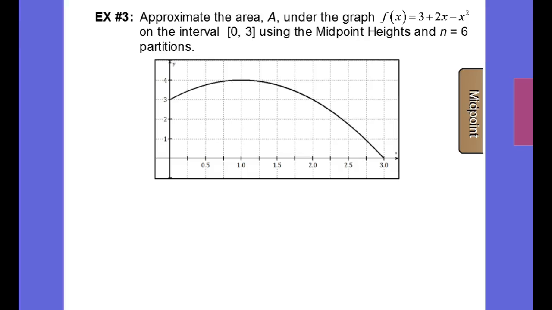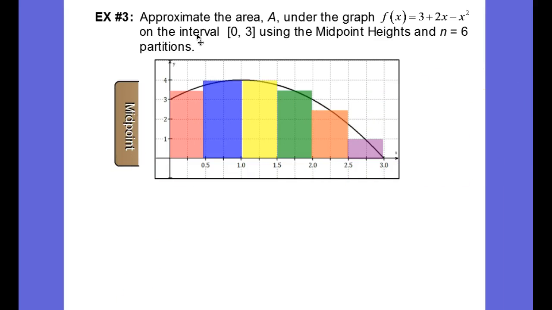In example 3, they want us to approximate the area for another quadratic function. So we have an inverted parabola, and they want us to use the closed interval from 0 to 3. And we're going to be using midpoint heights with 6 subintervals. Alright, so let's overlay this with our rectangles.